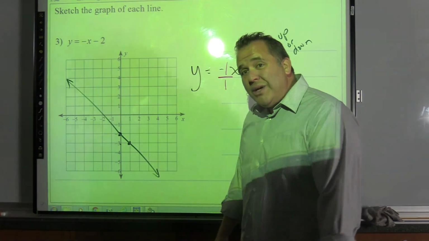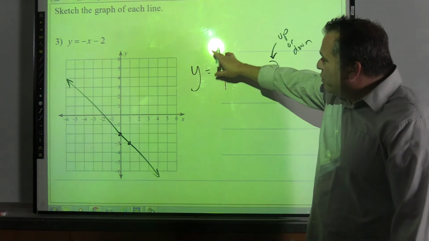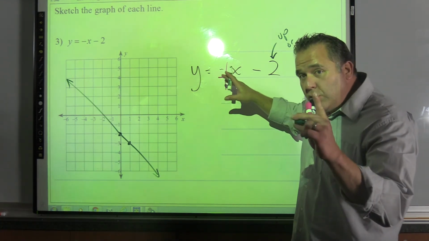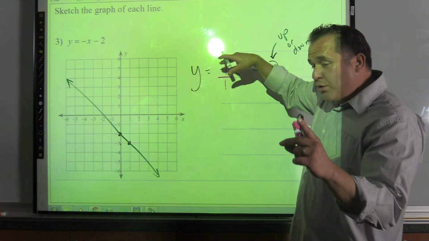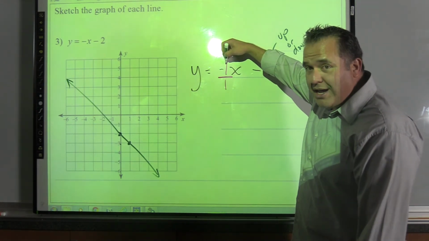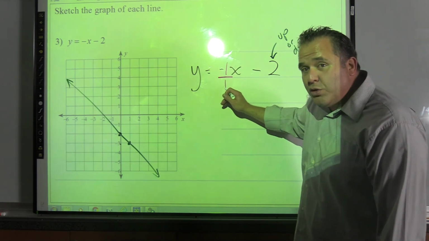And once again, to recap, make your slope. If you do not have anything in front of the x, you need to include the 1. Then make sure you put the 1 underneath to make it that fraction, so you know how many times you go up or down, and then you know how many times you go right.